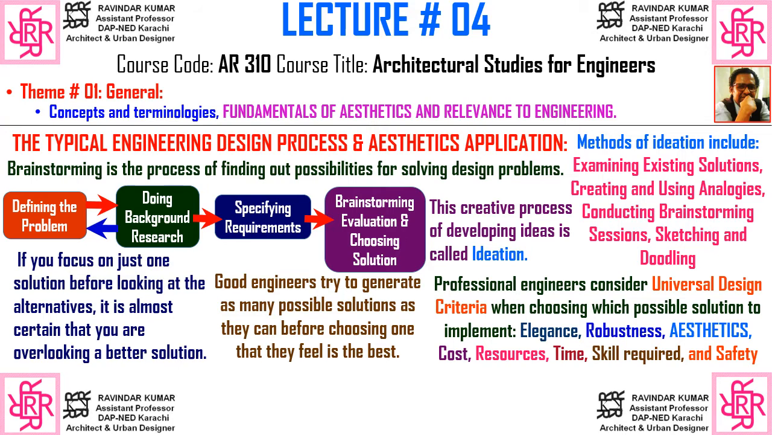Professional engineers consider universal design criteria when choosing which possible solution to implement. What is universal design criteria? Universal design criteria is applicable to every situation. For example, the project should have elegance, robustness, and aesthetics, it should have less cost, or appropriate resources should be available. Time management should be there, and the skill required for the construction and making of the project should be there, and safety in the creative process or execution process of the building should be there. So universal design criteria have all the good qualities that we have explained.